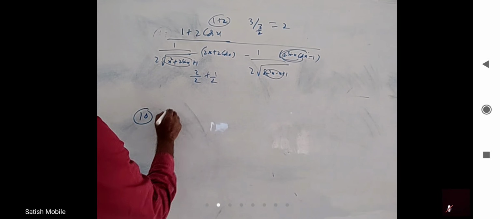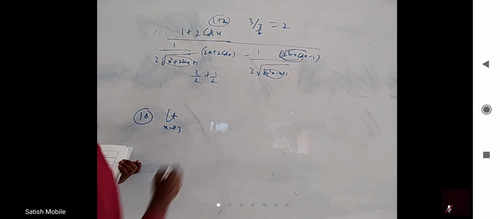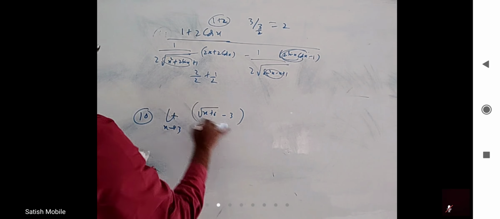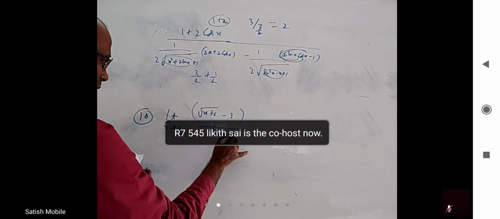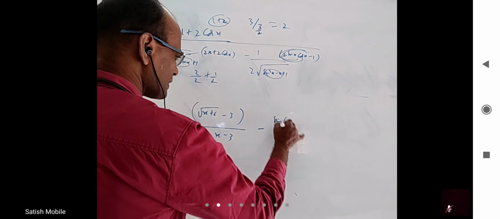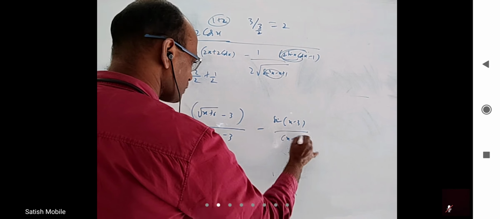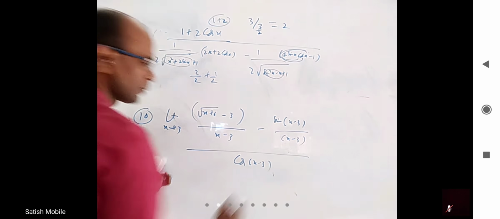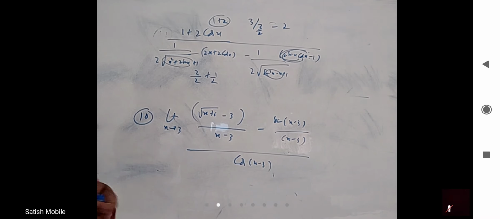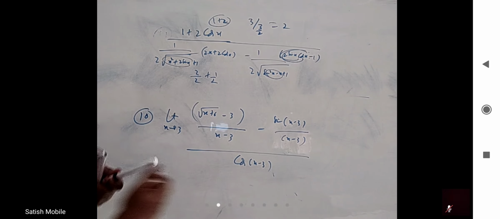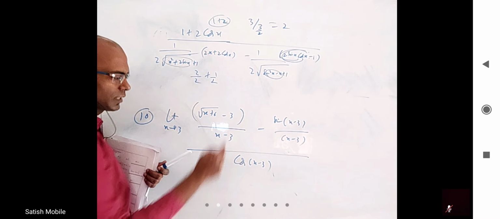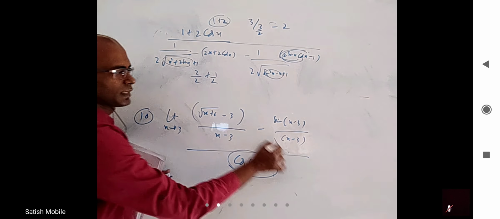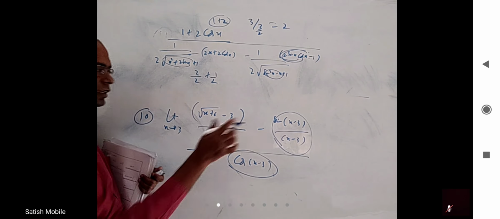Okay, 10th one, limit x tends to 3. If this is not very difficult, (root x plus 6 minus 3) by (x minus 3), I am bringing it here, minus sin of (x minus 3) by (x minus 3), whole by cos(x minus 3). Only the numerator, the last minus 3 I brought here, and the denominator x minus 3 I divided here. Now very simple, cos 0 is 1. This is 1 because sin theta by theta, theta tending to 0.